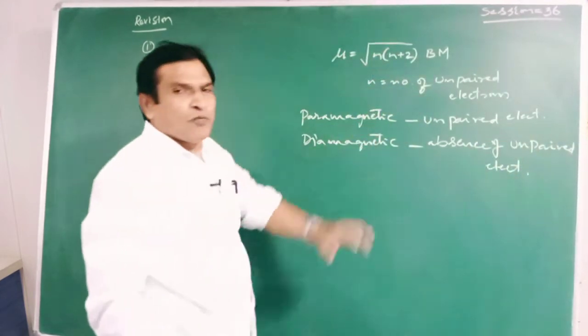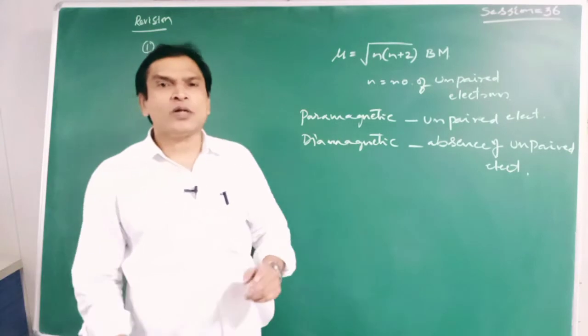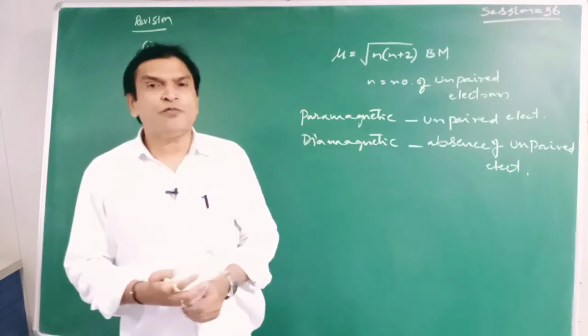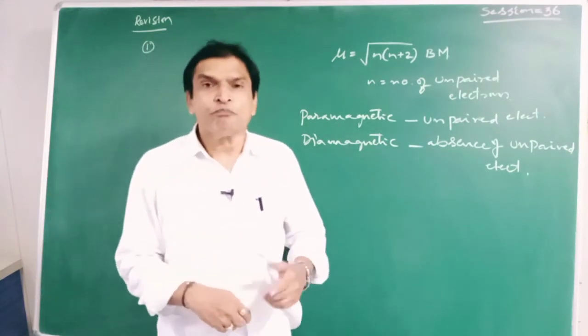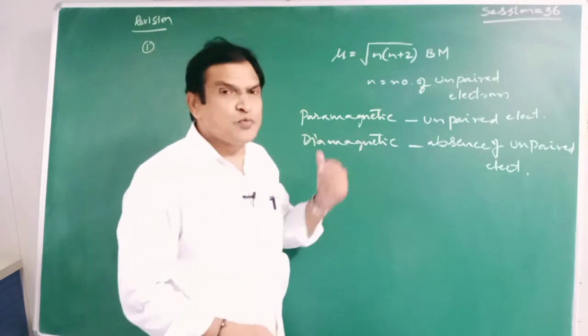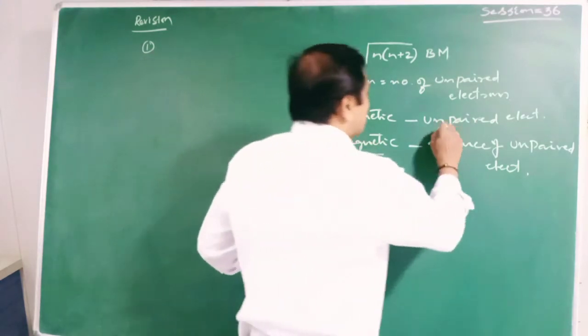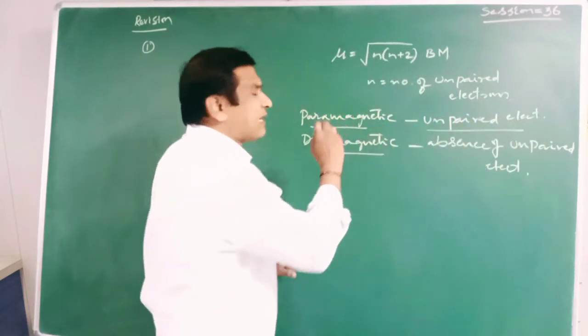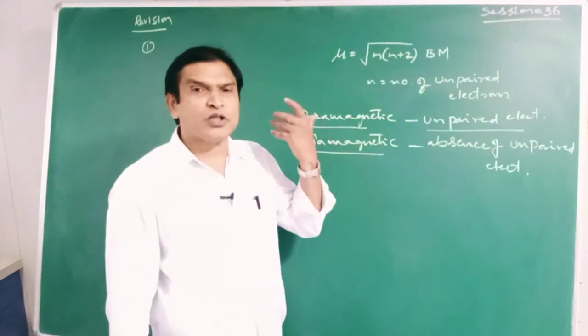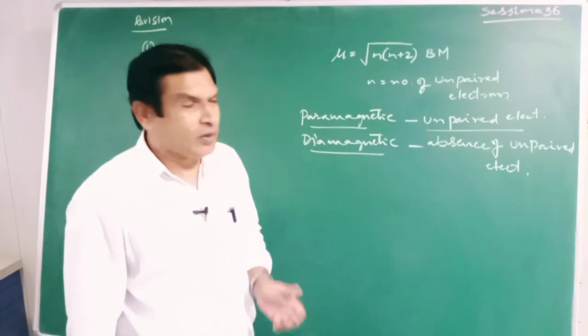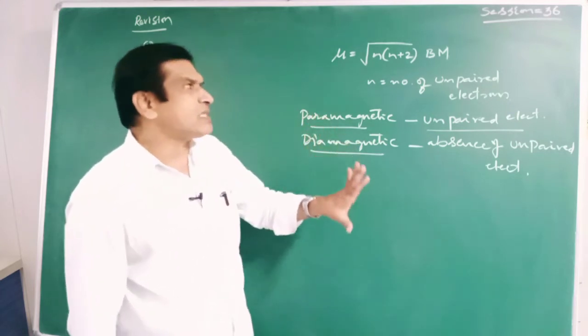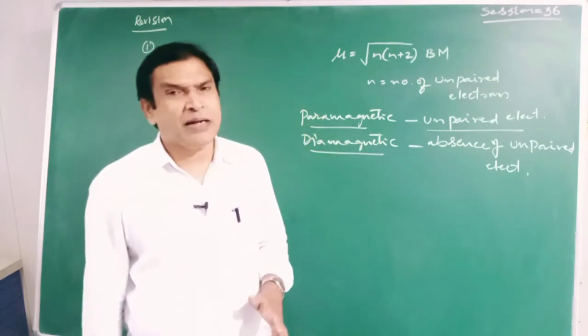What is the meaning of absence of unpaired electrons? The orbitals may be completely filled or they may be vacant. Due to the absence of unpaired electrons, we can say that it is diamagnetic. Presence of unpaired electrons makes it paramagnetic in nature, that means it is attracted towards the magnetic field. So that is the basic concept of paramagnetic and diamagnetic.